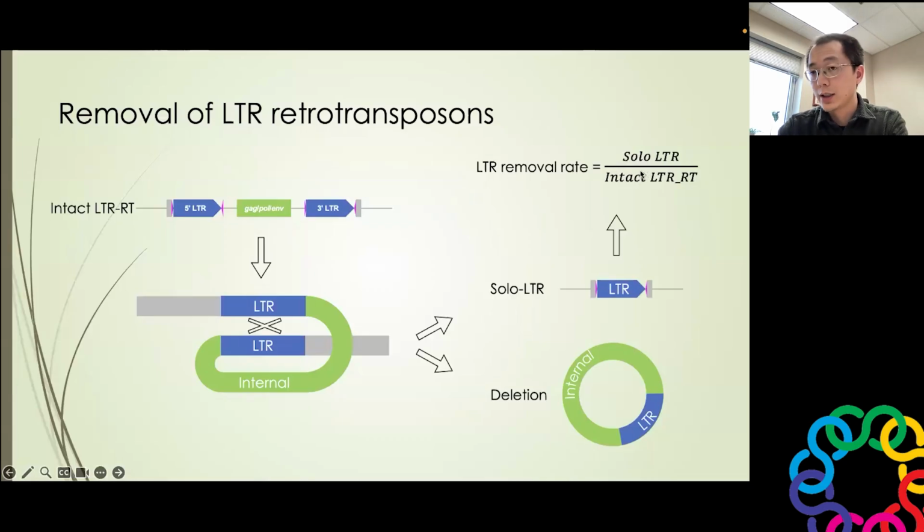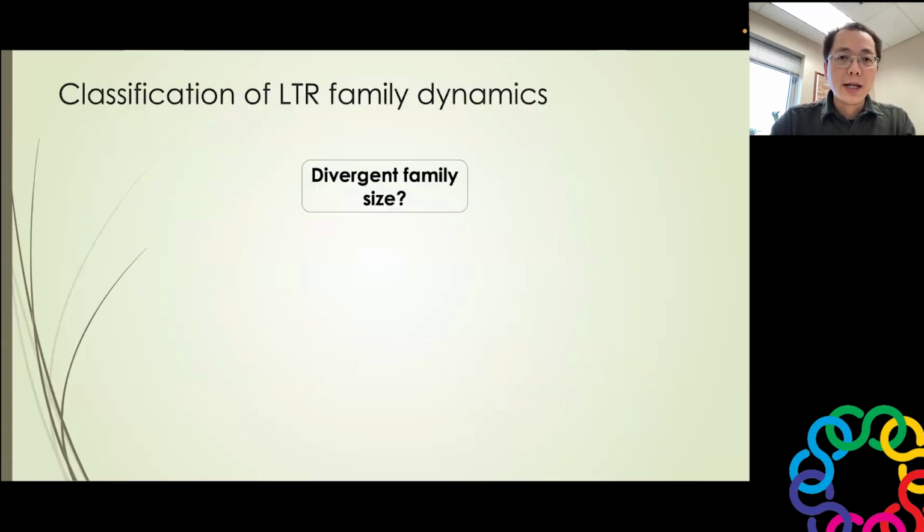So if you put this into the same family, and then you calculate the number of solo LTR over the number of intact LTR, you can have an idea of how intensely this family is being removed, with a higher ratio being more intense removal. So that is a reflection of the removal of the family.